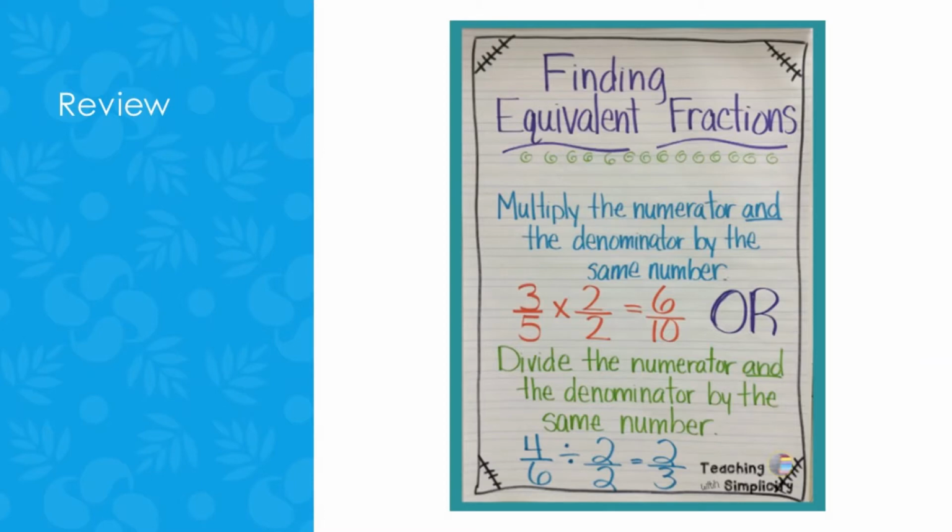To find equivalent fractions, you can multiply or divide the numerator and the denominator by the same number. In other words, you can multiply or divide by a fraction equal to 1 to create an equivalent fraction. In the examples, they're multiplying and dividing by 2/2, which is equal to 1.